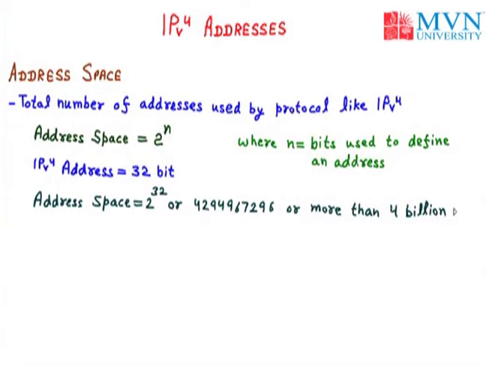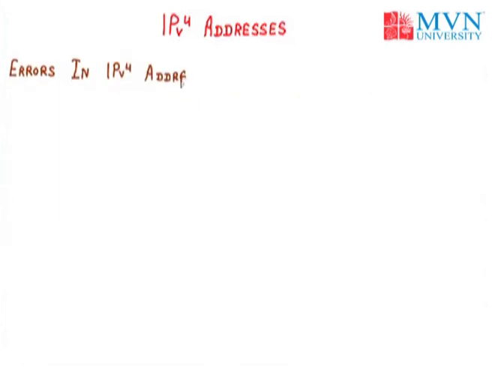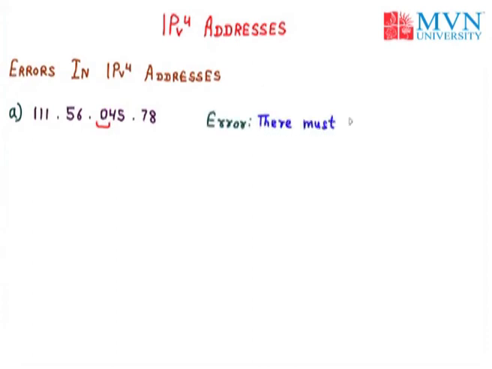Now we will discuss a few numericals, that is, finding the errors in IPv4 addresses. We will find the errors in the following IPv4 addresses. Firstly, take the IP address 111.56.045.78. We have to find the error. The main error is in the third octet, which starts with 0. No octet of an IP address should start with 0, so there must be no leading 0.